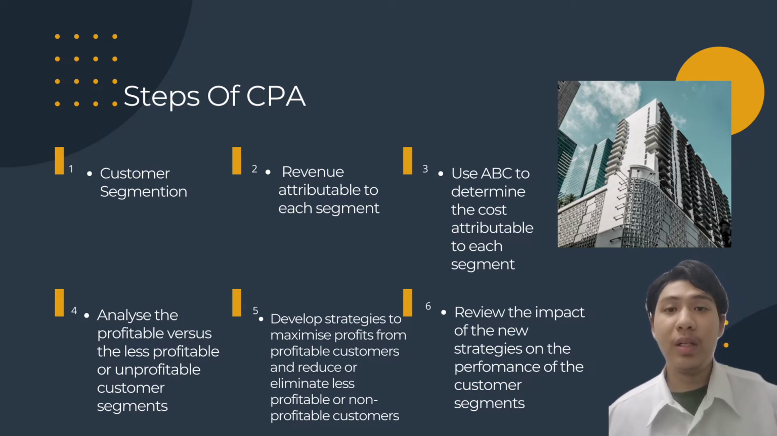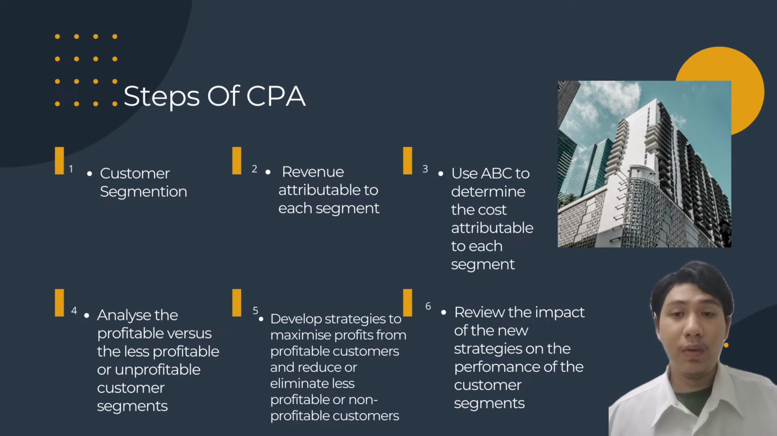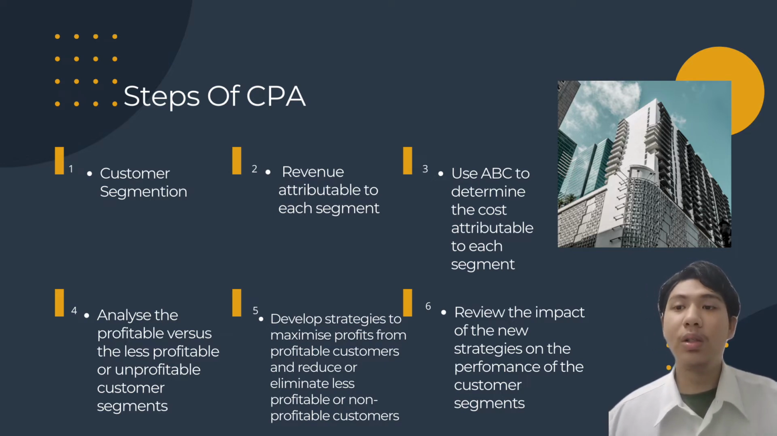And now I will present to you the steps of CPA. First of all, we have 6 steps of CPA. First, customer segmentation. Second, revenue attributable to each segment. Third, use ABC to determine the cost attributable to each segment.